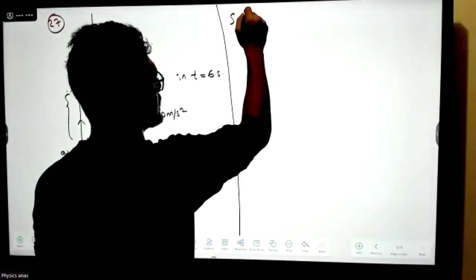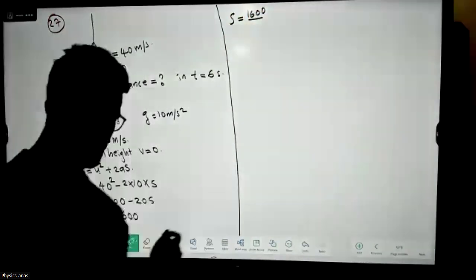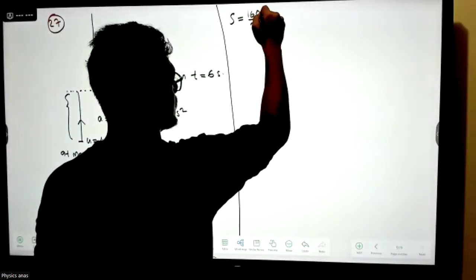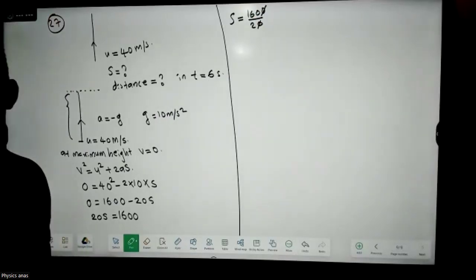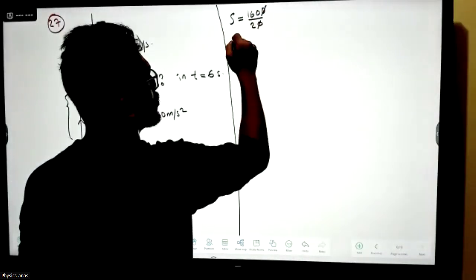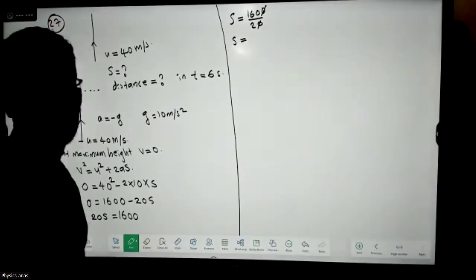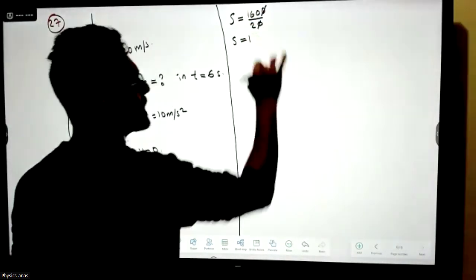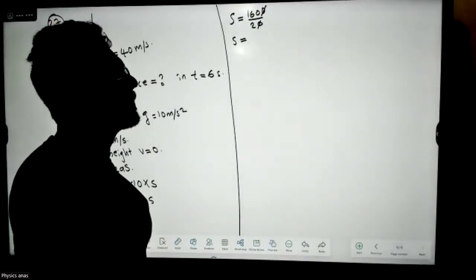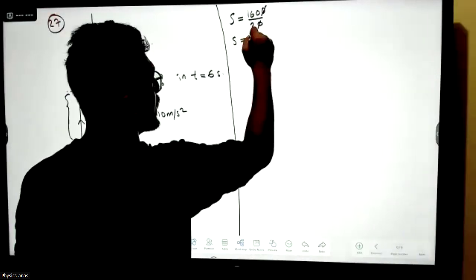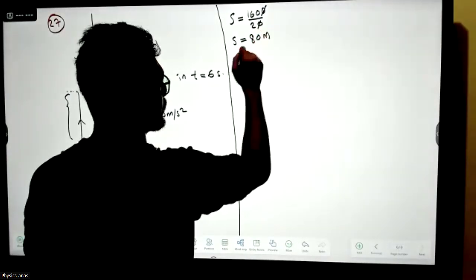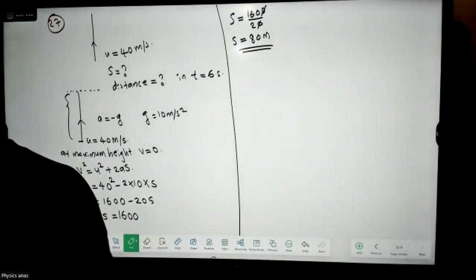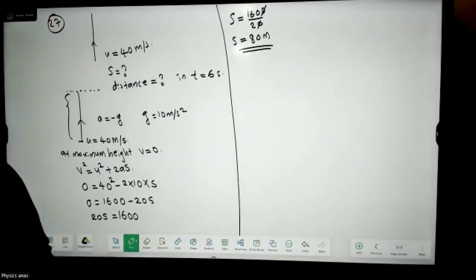Value of s will be 1600 divided by 20, bringing this 20 to the other side. Then this 0 is gone. 160 divided by 2. What is s? S will be 160 divided by 2, that will be 80. So 80 meter. The maximum height is 80 meter, right?